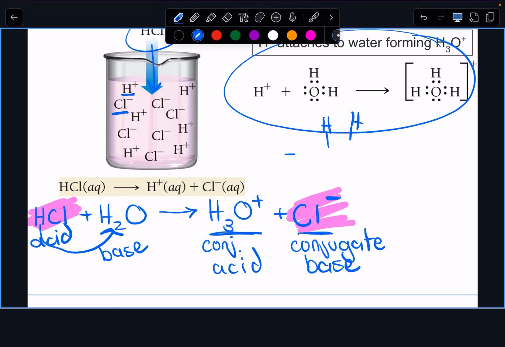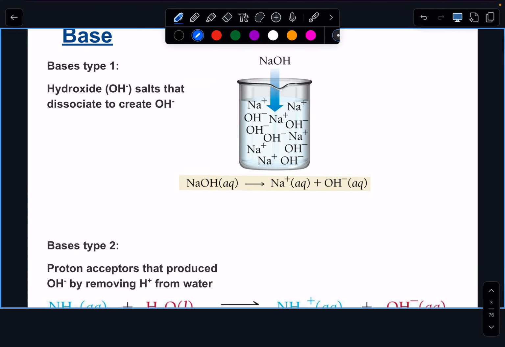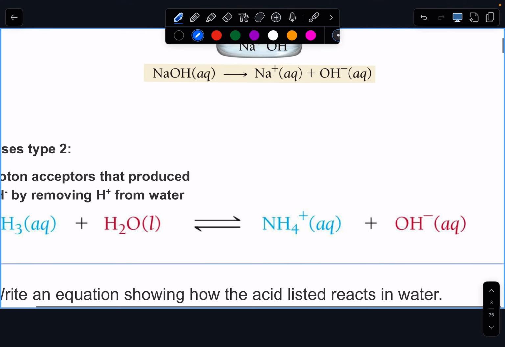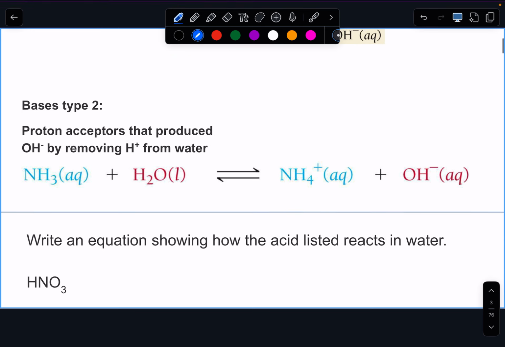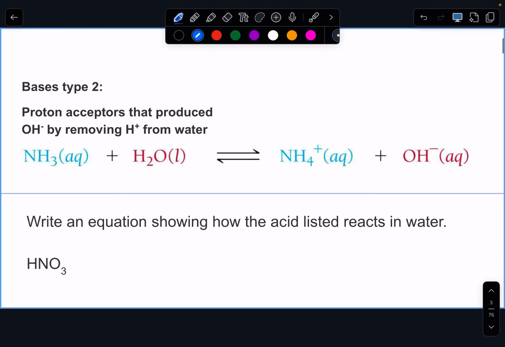Okay, good. Let's actually start with the second type of bases because I think they're actually a little easier to understand. So we're still in water, but now we're talking about NH3 acting as a base. And like I said before, water will do whatever the other thing doesn't want to do. So in this instance, water is going to act as the acid.